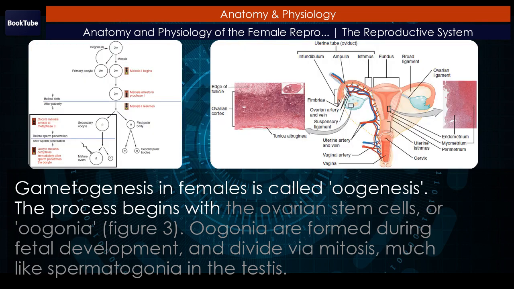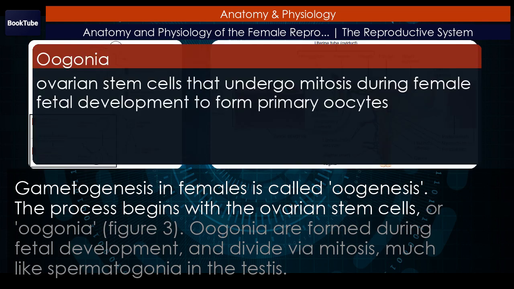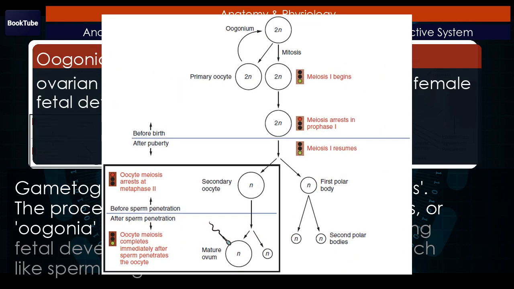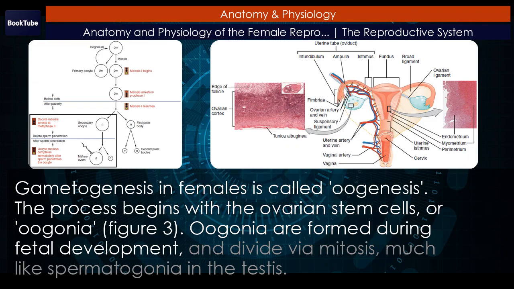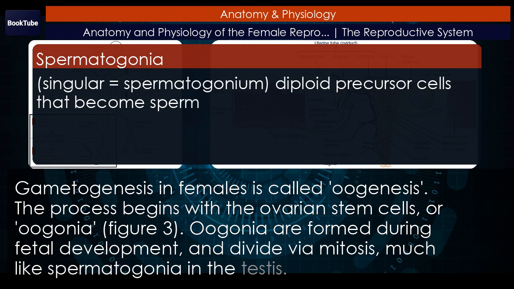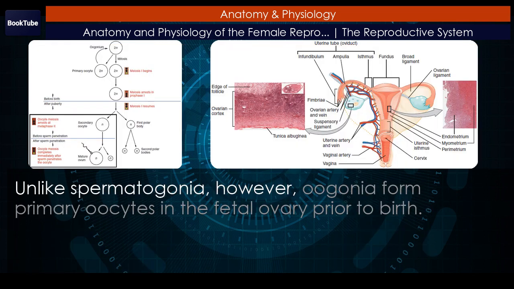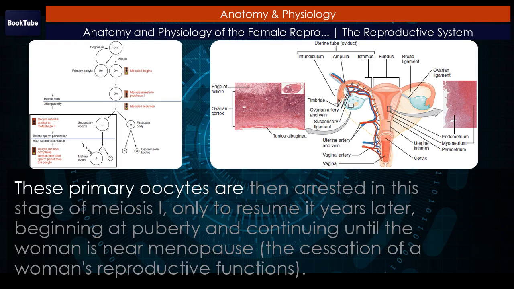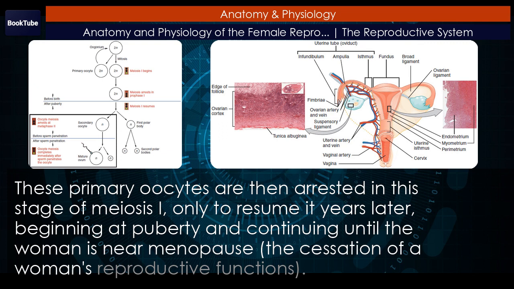The process begins with the ovarian stem cells, or oogonia. Figure 3. Oogonia are formed during fetal development and divide via mitosis, much like spermatogonia in the testis. Unlike spermatogonia, however, oogonia form primary oocytes in the fetal ovary prior to birth. These primary oocytes are then arrested in this stage of meiosis I, only to resume it years later, beginning at puberty and continuing until the woman is near menopause, the cessation of a woman's reproductive functions.